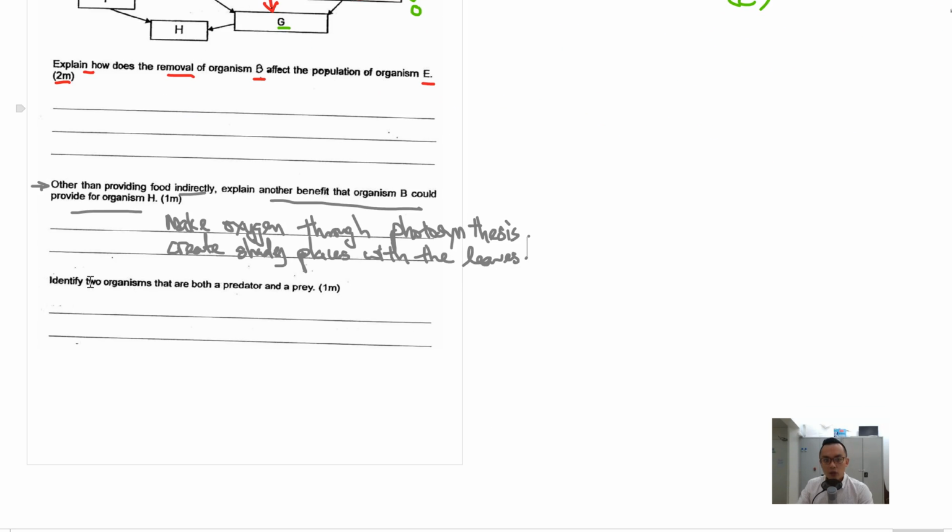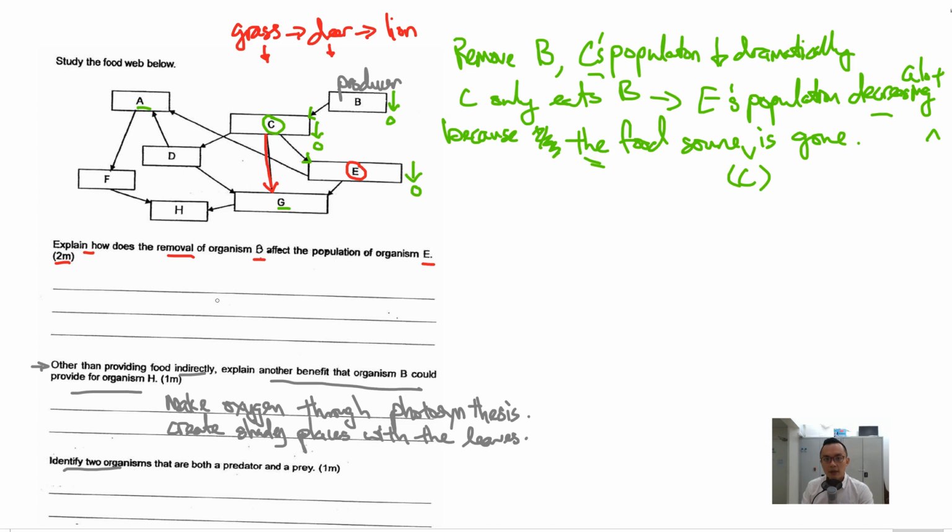So identify two organisms that are both a predator and a prey. What this means, if you again look at my grass, deer and lion, if you look at the deer, which is a predator and a prey, there must be an arrow pointing outwards and there must be an arrow pointing towards the organism. So if you look at this, C has an arrow pointing towards it, and if you look at E, E has an arrow.